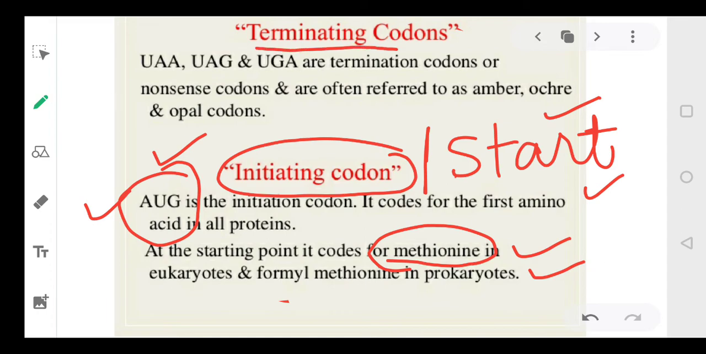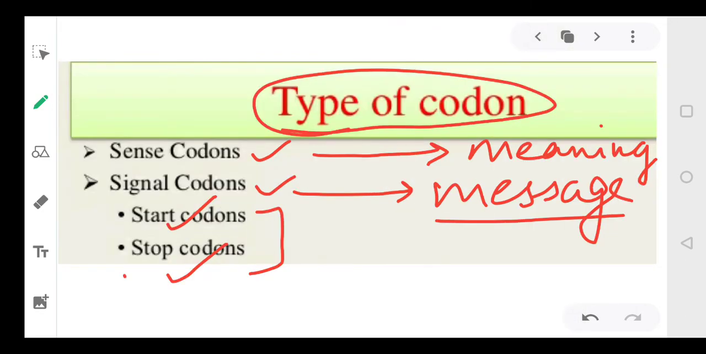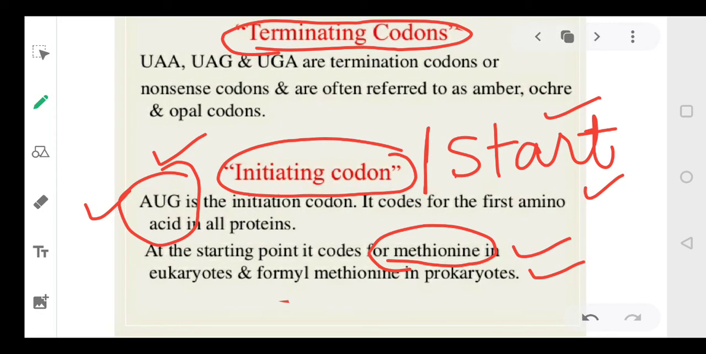Then second is terminating codons. Terminating codons means stop codons, means they will stop the process. So there are 3 codons: UAA, UAG and UGA.